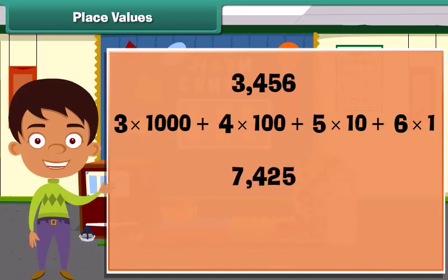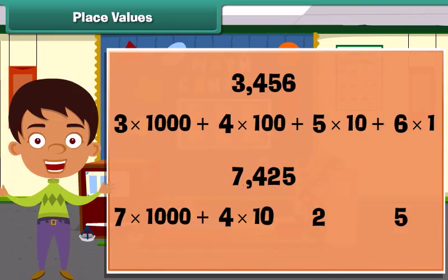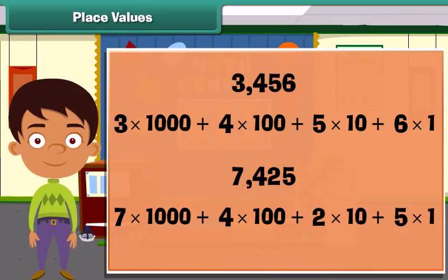Let us find the place value of 4 in the number 7,425. We write the number in the expanded form as 7 into 1,000 plus 4 into 100 plus 2 into 10 plus 5 into 1. So the place value of 4 is hundreds.